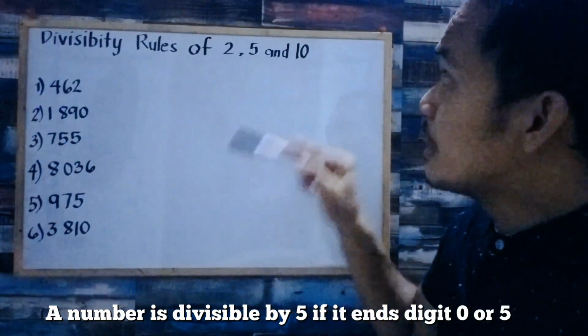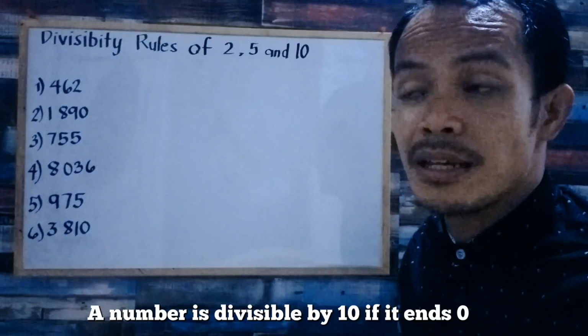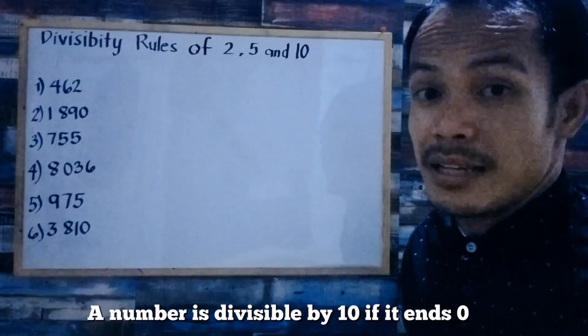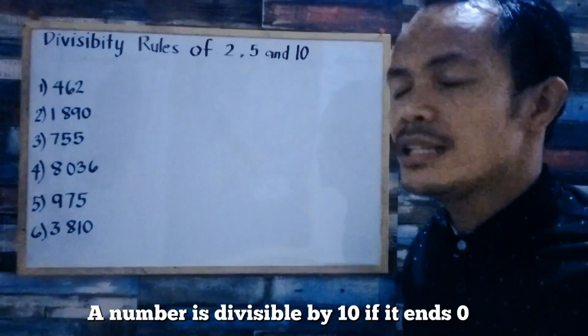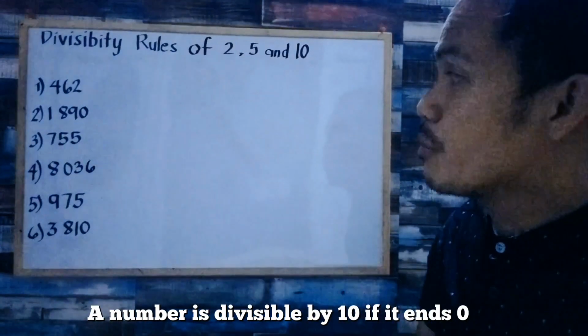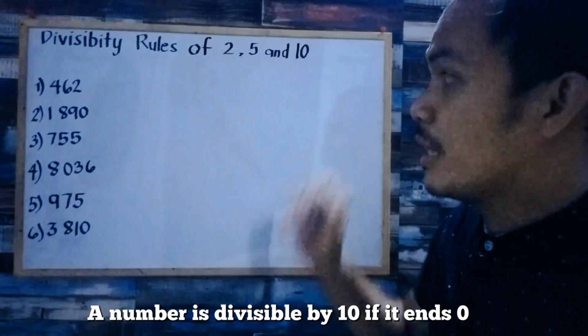And now, why is it also divisible by 10? Any number that ends with 0 is divisible by 10. So 1890 is divisible by 10 also. That's why number 2 is divisible by 2, 5, and 10.